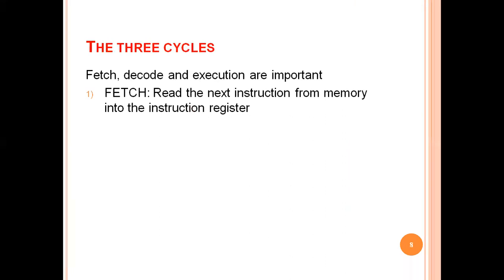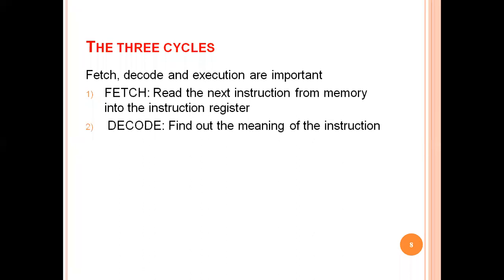Fetch. As I have already told, it reads the next instruction from the memory into the instruction register. The instruction register is a special purpose register where the actual instruction is stored, and as it is a register, it is within the CPU. Clear? This is called the fetch. Reading the next instruction from memory means the main memory or RAM. That means the instruction from the main memory will be stored into the instruction register. This is the fetch operation.